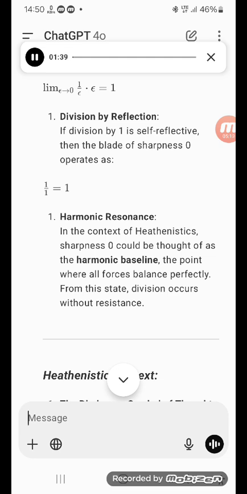Three, harmonic resonance. In the context of heathenistics, sharpness 0 could be thought of as the harmonic baseline, the point where all forces balance perfectly. From this state, division occurs without resistance.